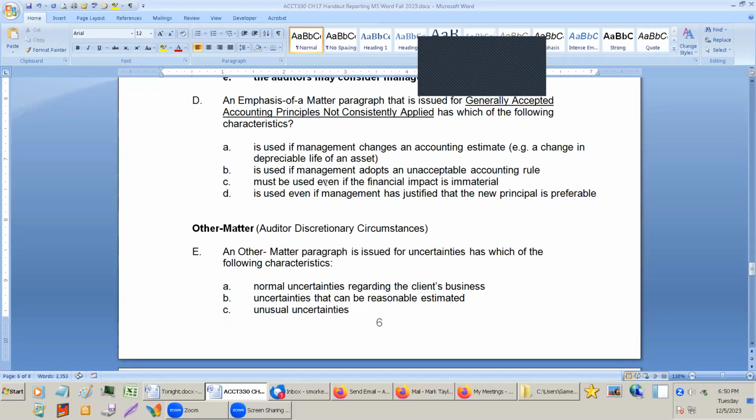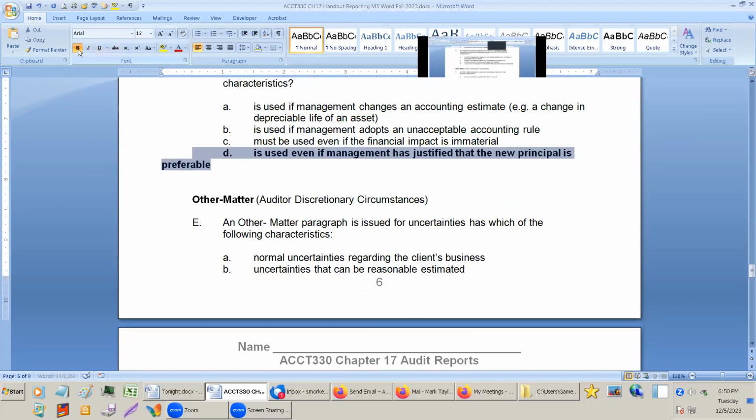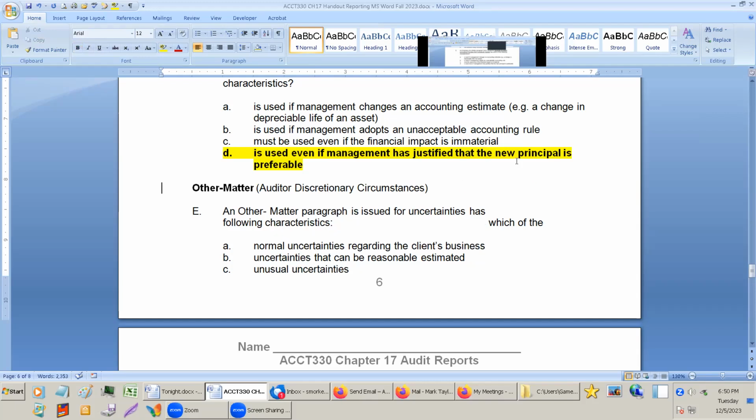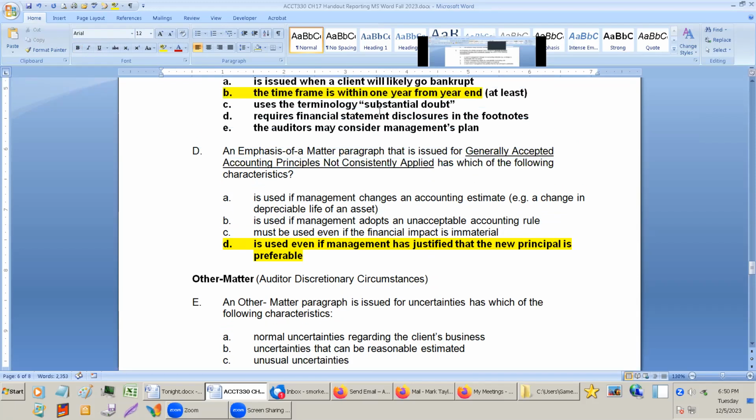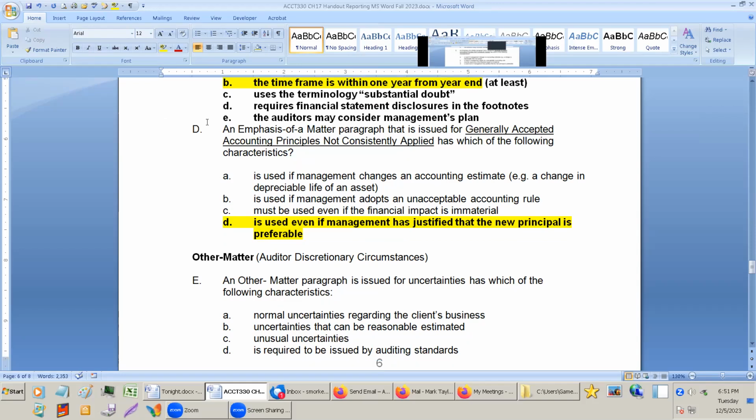So is it D? Yeah, there's nothing wrong with it. These are very common, first of all, and even if management has justified the use of it, or maybe they're required to use it, they still get it, and it's just basically to tell the reader, hey, heads up, this is a different accounting rule than you're used to.